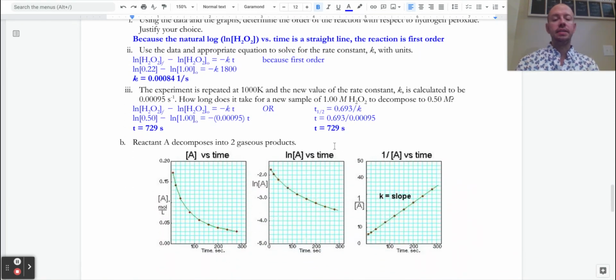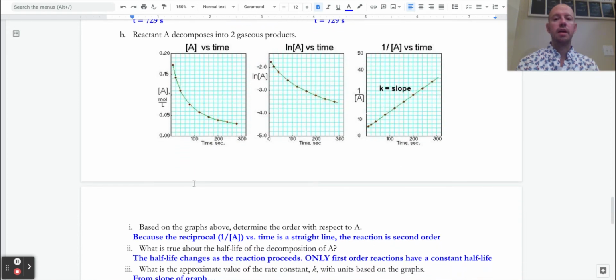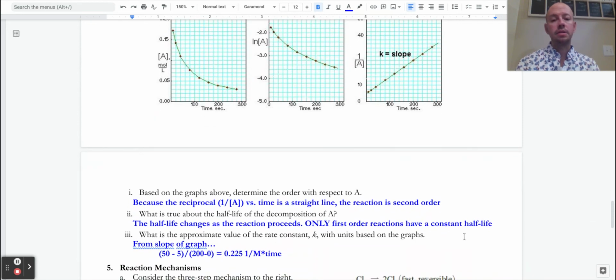Here, reactant A decomposes when we've got some graphs. They lined them up just the way we wanted them. Concentration, natural log, and reciprocal. Because reciprocal is a straight line, this is second order. Because it's second order, the half-life changes as the reaction proceeds. So that's what we know. We don't know what it is. It actually, the amount of time to cut it in half the first time is longer. The half-life gets shorter on this than to cut it in half, then to cut it in half, then to cut it in half. But we don't need to know whether it's increasing or decreasing, just that it's not constant.